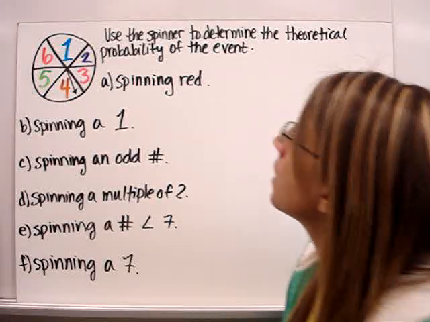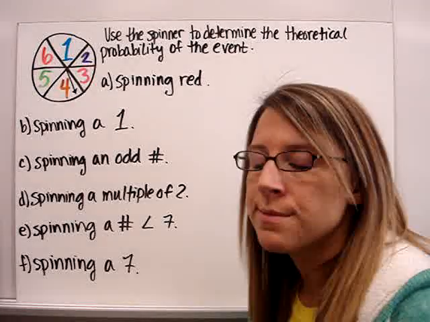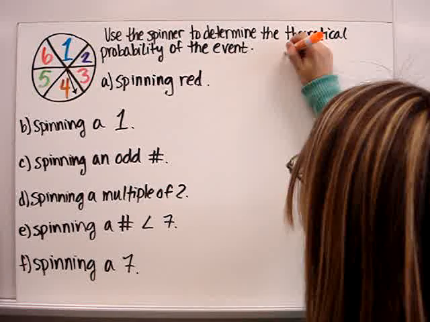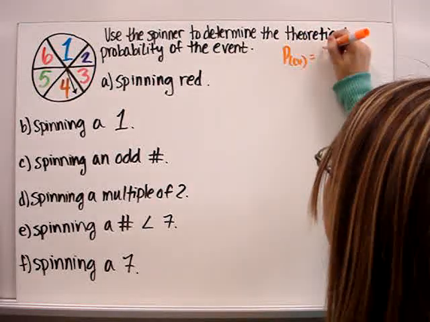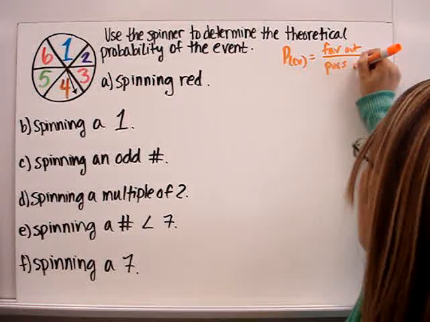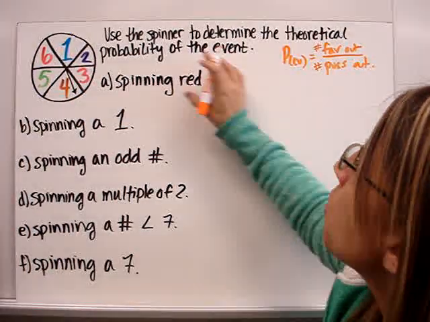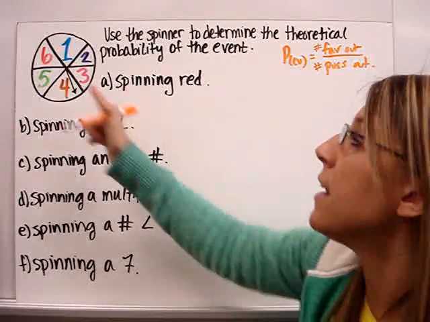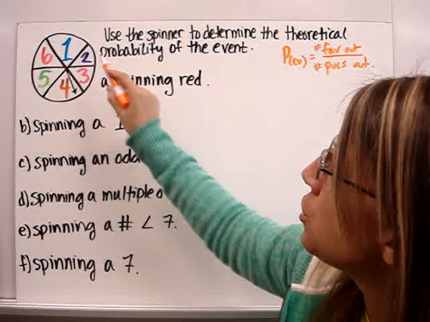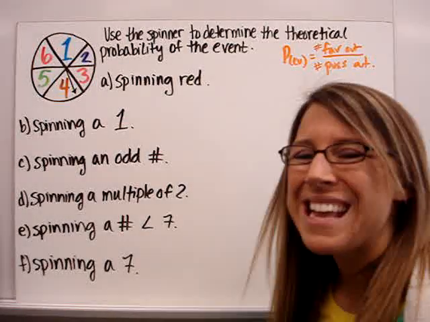Lastly, we are going to use the spinner to determine the theoretical probability of the event. So we are going to, again, calculate theoretical probability, which is the probability of the event is the favorable outcomes divided by the possible outcomes. Okay? And these are numbers. Number of favorable, number of possible. So what is the theoretical probability of spinning red? Well, for all of these questions, there's a possible number of how many outcomes? 1, 2, 3, 4, 5, 6. So for all of these, the total number of possible outcomes is 6.